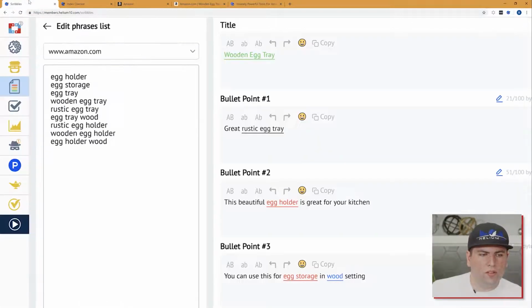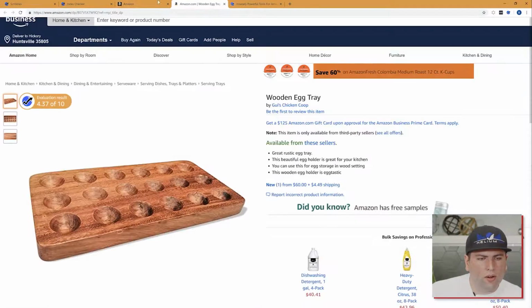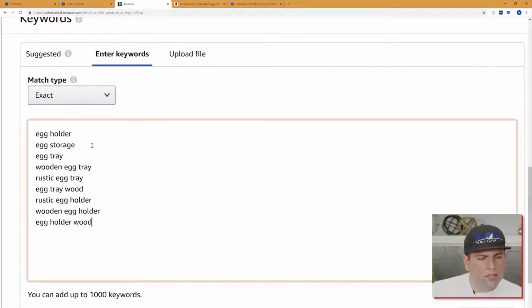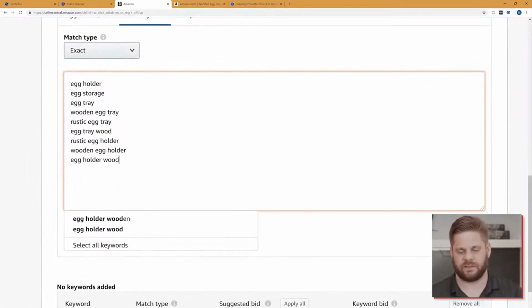All right, so what I'm going to do right here is go back to Scribbles, or wherever I had written down those keywords. I just happen to have it in Scribbles. I'm going to copy it from here, and we're going to go back to our campaign, and I'm going to paste them. You have to put it one per line right here. Yep, no commas, nothing side by side.